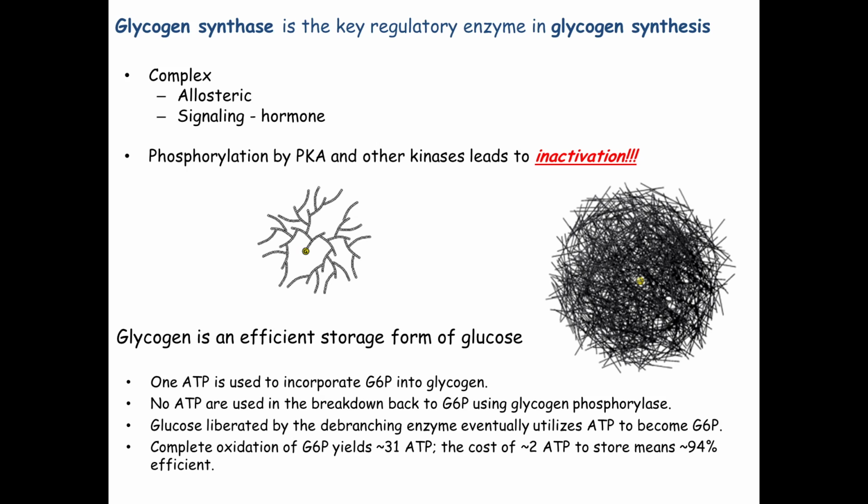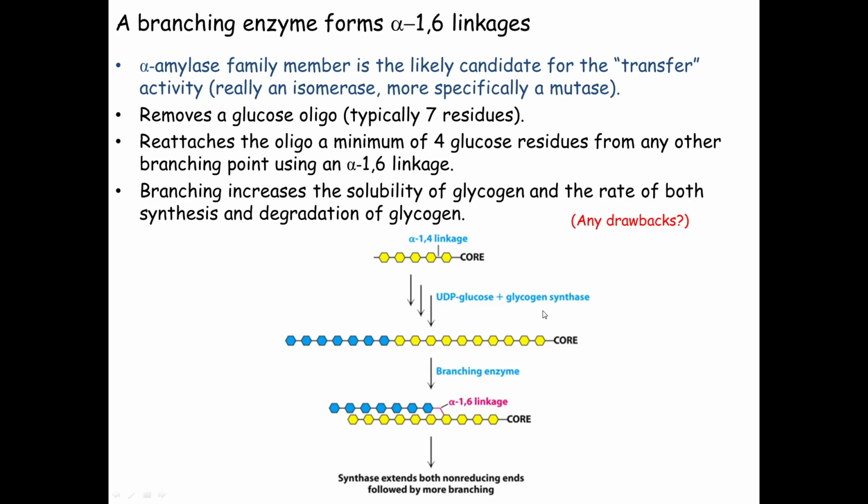So is it efficient? Yes, it's about 94% efficient. If you take 2 out of 31, you only lose about 4 or 5%. Okay? So if we did not branch it, we would have a ton of these molecules, these straight chain ones. It would be 100% efficient, but storing these would be a problem.